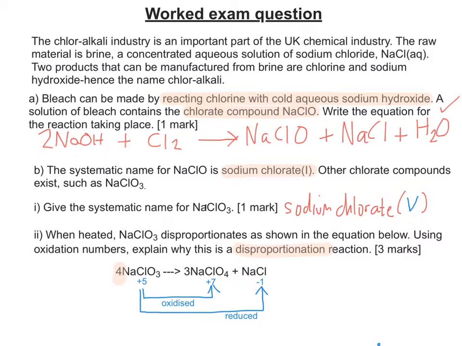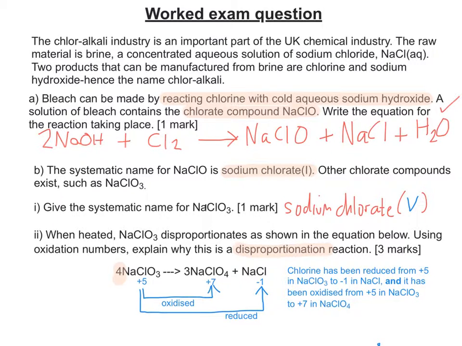To sum this up in words, you need to think your way through it carefully and then just put it together. You've said that chlorine has been reduced and oxidized. You've said what oxidation state it was in, what it's gone to when it's been reduced, and what oxidation state it was in and what it's gone to when it was oxidized. You said sodium chlorate, and it was 5, or V in Roman numerals, that gets a mark there as well.